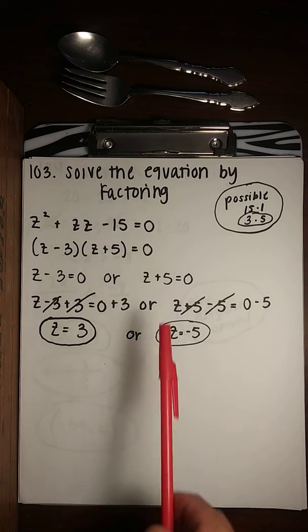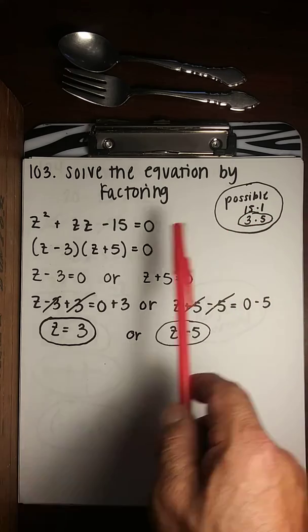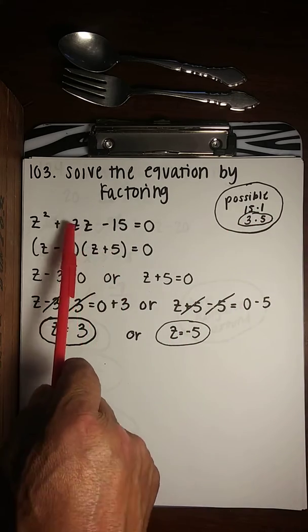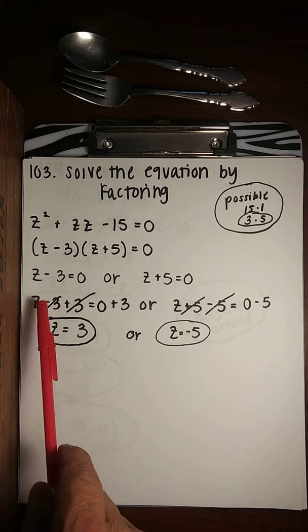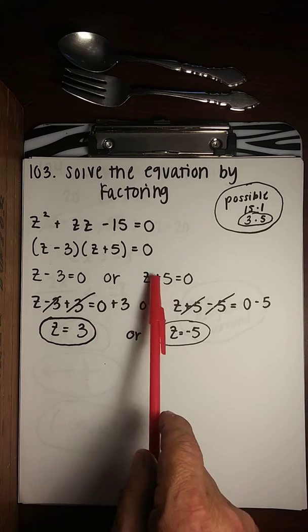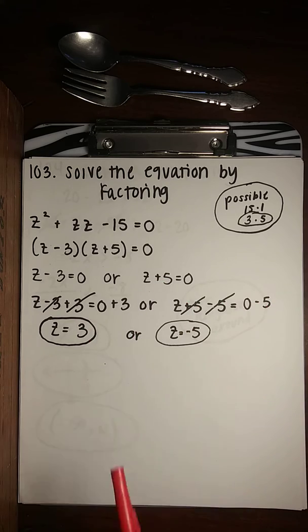Solve by factoring. 15, possible ways. 3 and 5. Let's try that. Does that work? Negative 3 times 5, negative 15. 5 minus 3 is 2. And that turns out as z squared. Yes. Z minus 3 equals 0. Add 3, so z is 3. Z plus 5, minus 5, minus 5, so z is negative 5.